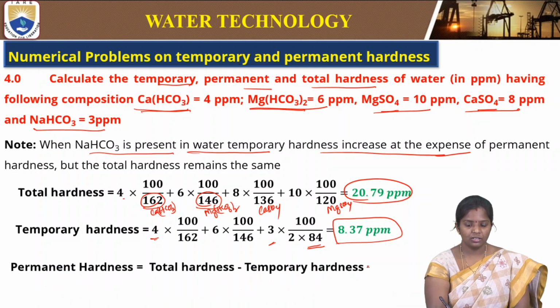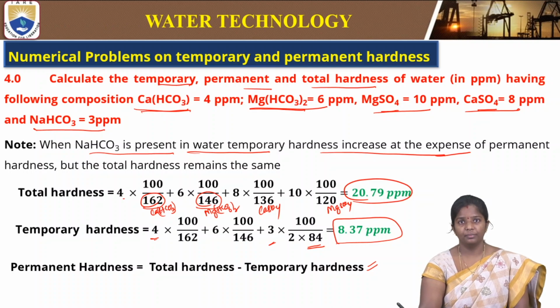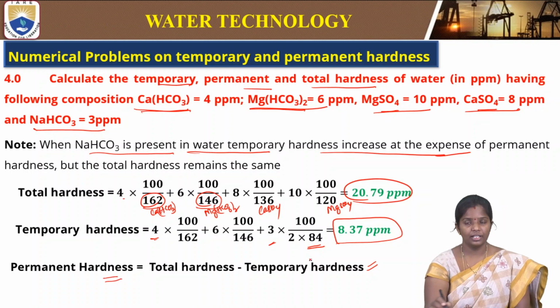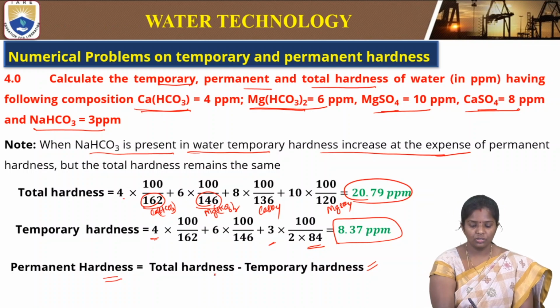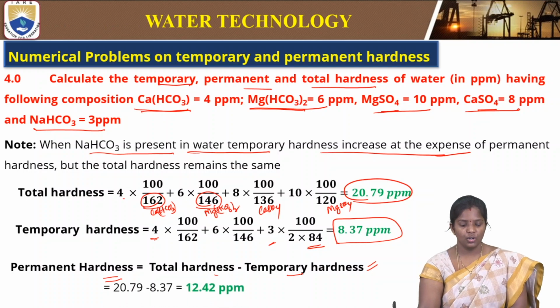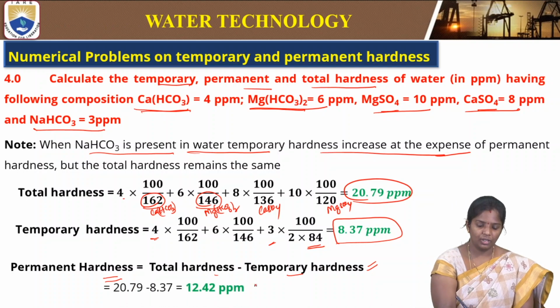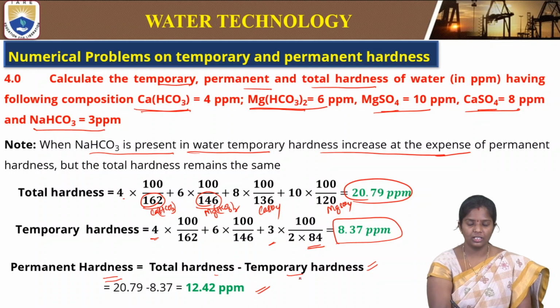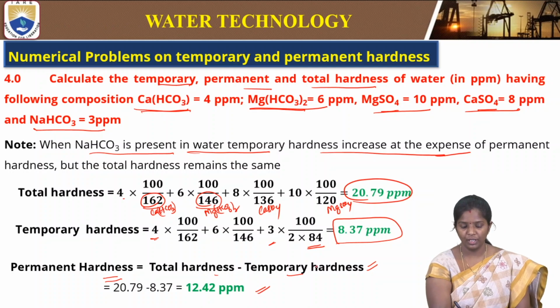So next, permanent hardness we have to calculate. So we have to take into consideration the total hardness and then calculate the permanent hardness that remains after accounting for the sodium bicarbonate, if it is present in the sample. So permanent hardness, after rearrangement of the equation, is total hardness minus temporary hardness. So that is 20.79 minus 8.37, which is equal to 12.42 ppm. So this is the permanent hardness that is present.